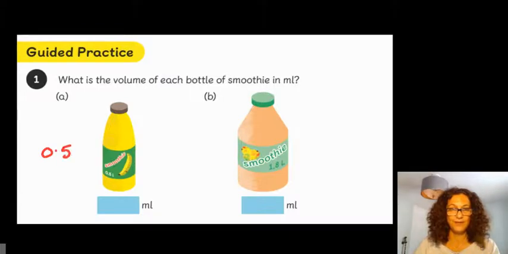0.5 litres. What is that in millilitres? I want you to pause the video and have a go.